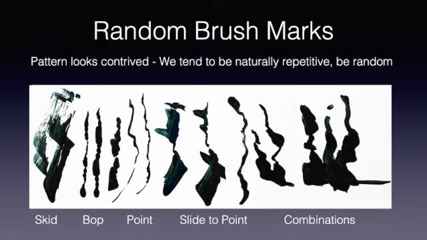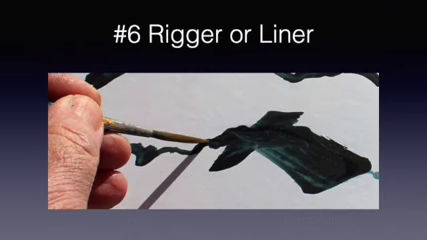These are brush marks made with a rigger. The first one, a skid, is actually where using the rigger on its side and sliding it along and getting a nice array of random marks. All the others are a mix of coming up on the point and pushing down on the rigger.